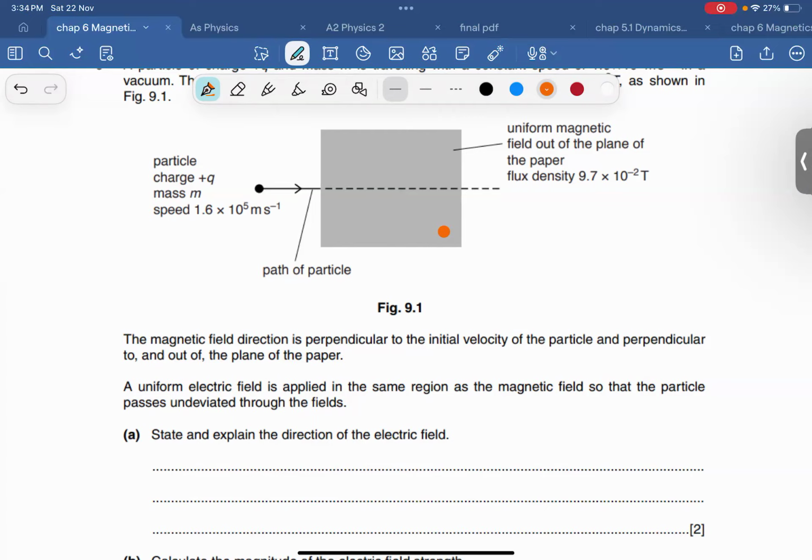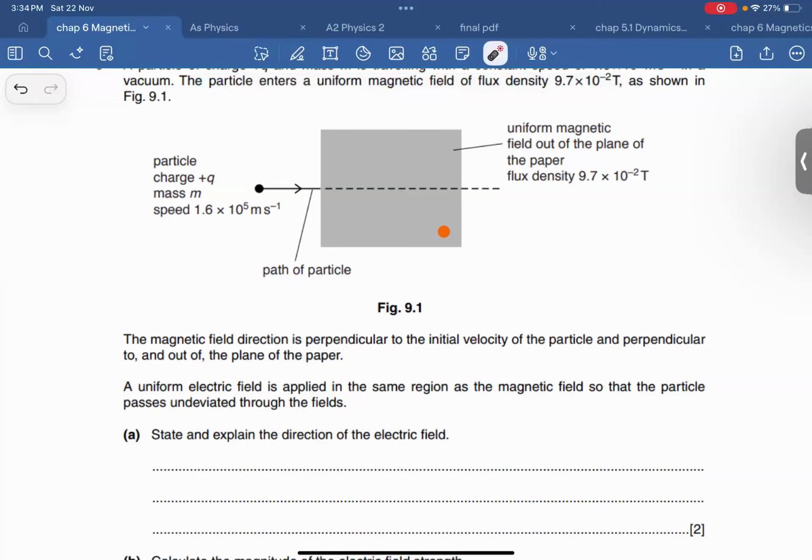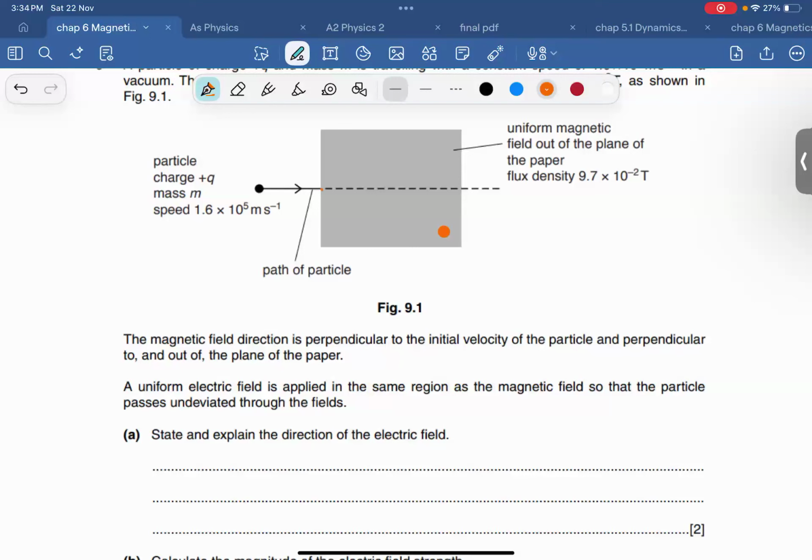So apply Fleming's left hand rule over here. We have the positive charge, so our second finger should be in this direction. And we have the dot field, which means it is coming out of the plane. So use this one, and then the charged particle will go in the downward direction like this.